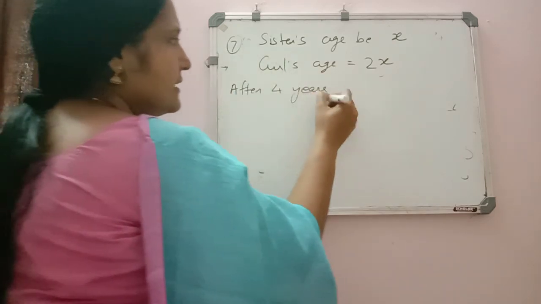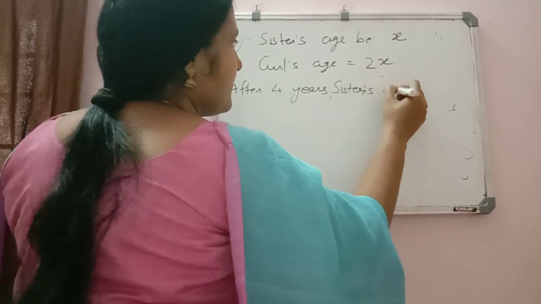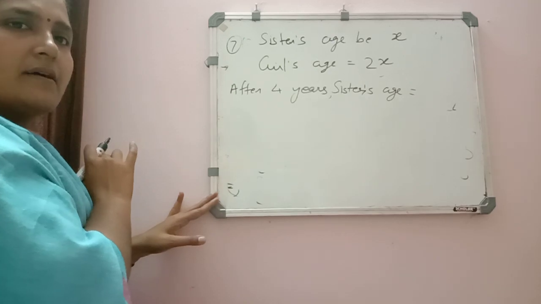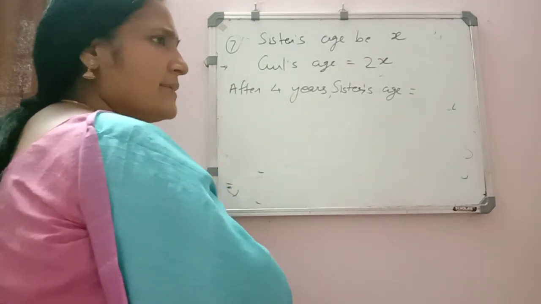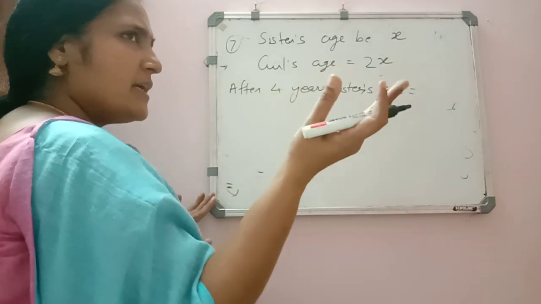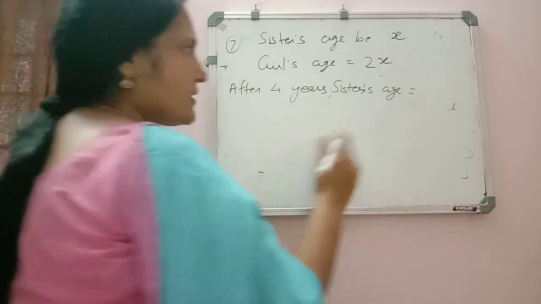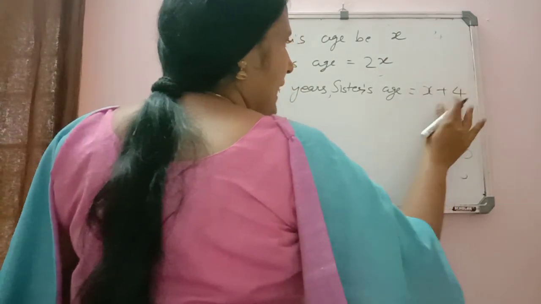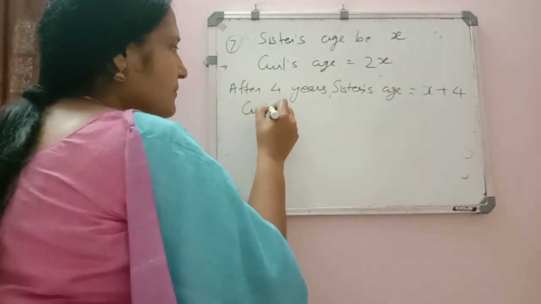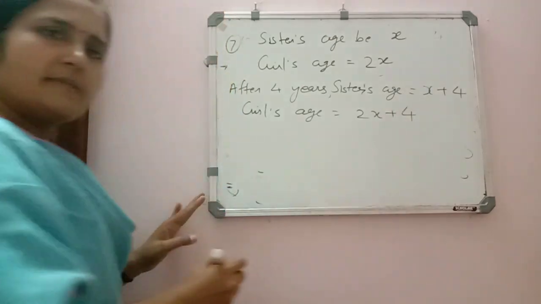After 4 years, sister's age. At present age of sister is x. So after 4 years, what will be the age? Obviously, if your present age is 15, then after 4 years it will be 15 plus 4 equal to 19. Same way, it will be x plus 4. And girl's age will be 2x plus 4.